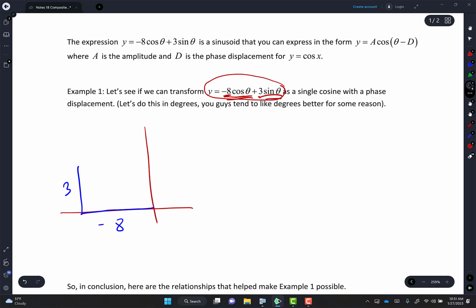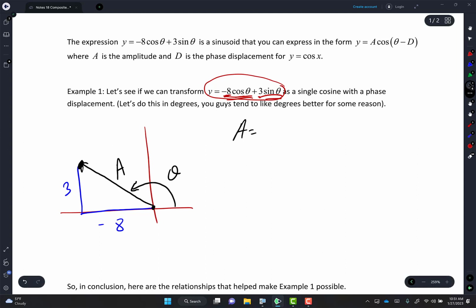The values that you want: go to the origin and connect those two. You want this value, that's going to be an amplitude, and you want this angle. Are we okay so far? Nothing crazy, right? So check it out, guys. Here's how we're going to do it. I'm going to get the amplitude of this.